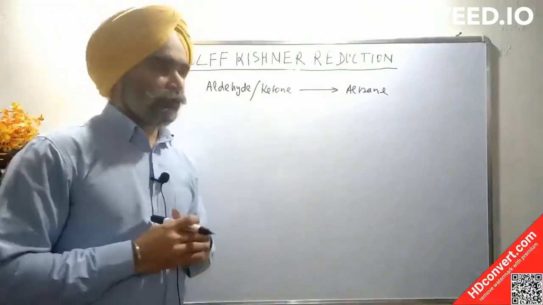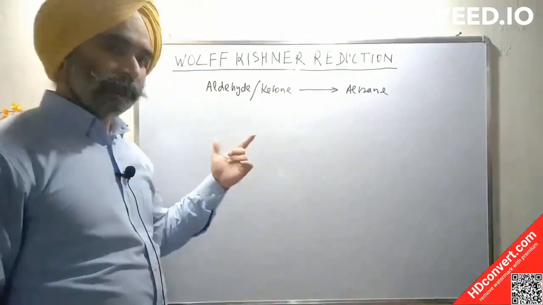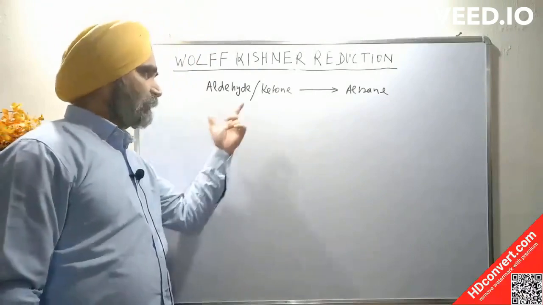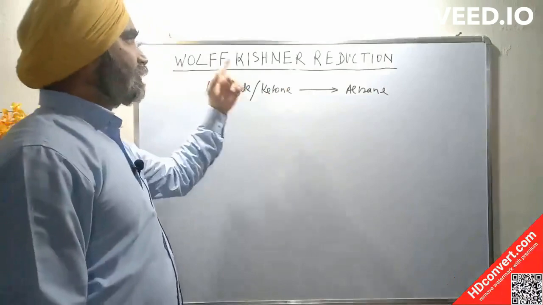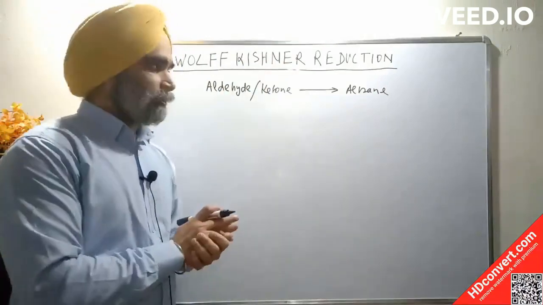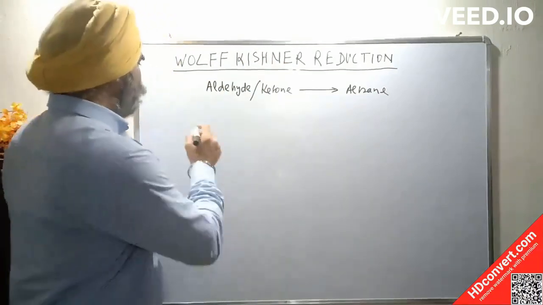Good morning. So today we will discuss an important method for the conversion of aldehyde and ketone into alkane. This method is known as Wolff-Kishner reduction. So let's see what happens in this reaction.